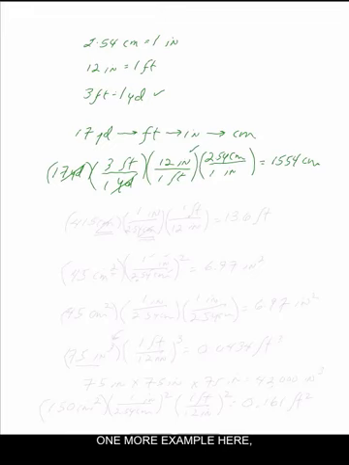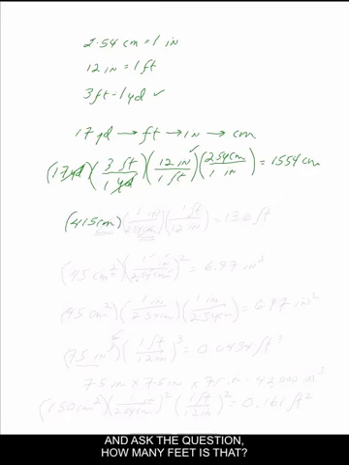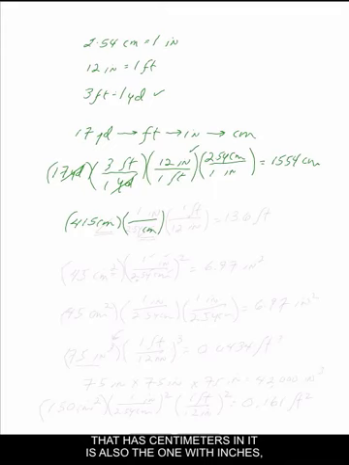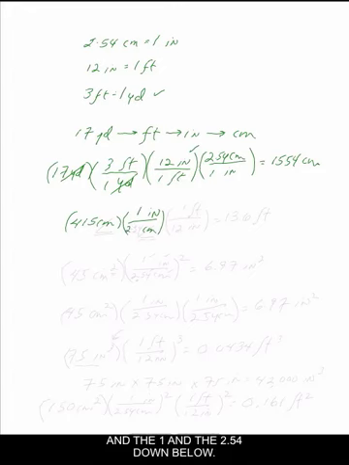One more example here. If, say, I were to give you 415 centimeters and ask the question, how many feet is that? Again, I'm going to look at this just as a question of applying conversion ratios in such a way that I first have centimeters below, and of course the only conversion I have up here that has centimeters in it is also the one with inches, so I'm going to write the inches here on top and the 1 and the 2.54 down below.